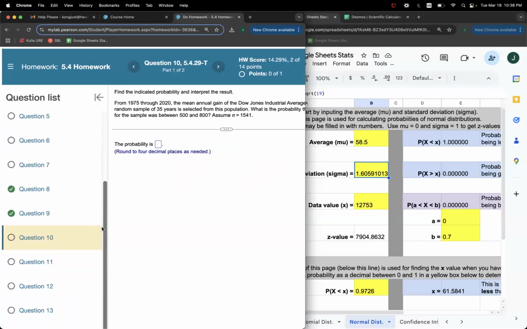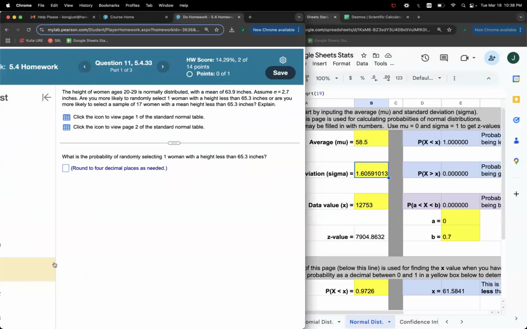Okay, so question 11 now. The height of women ages 20 to 29 is normally distributed, with a mean of 63.9. Assume sigma is 2.7. Are you more likely to randomly select one woman with a height less than 65.3, or are you more likely to select a sample of 17 women with a mean height less than 65.3? I can answer that right away, without even calculating.